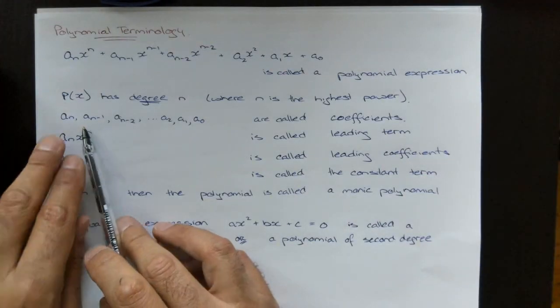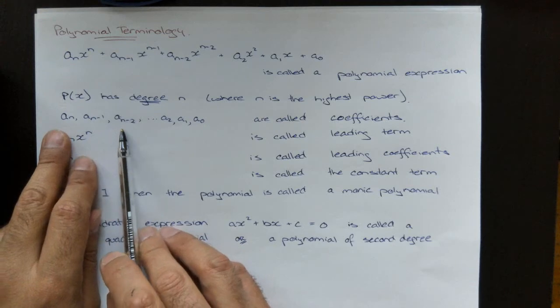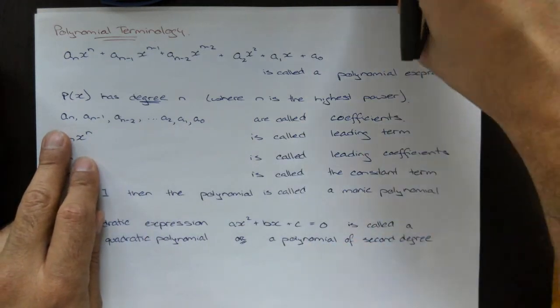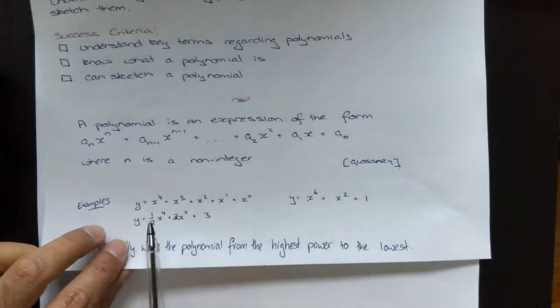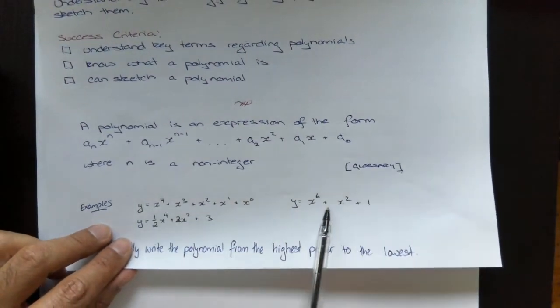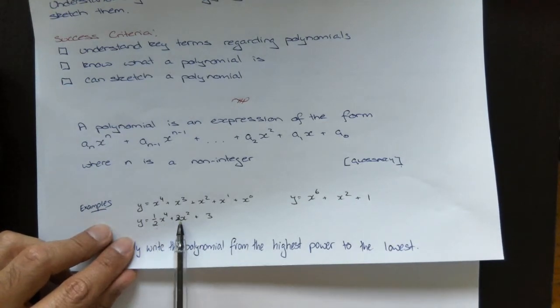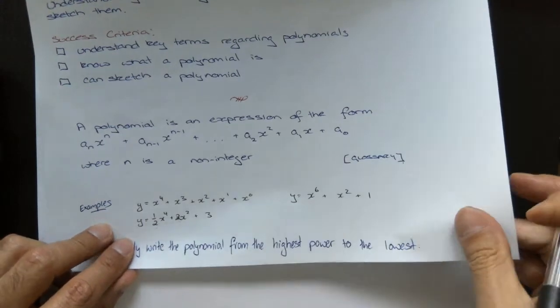Okay. a_n, a_(n-1), a_(n-2), a_2, a_1, a_0 are called coefficients. So for example, all these are coefficients of 1. However, this is a coefficient of a half and a coefficient of 2 for this one.